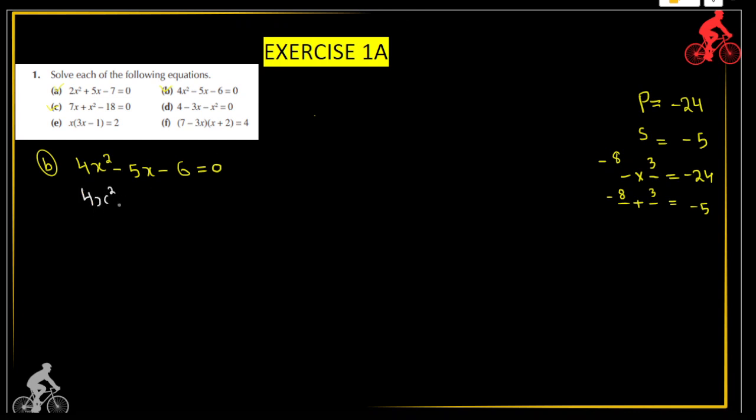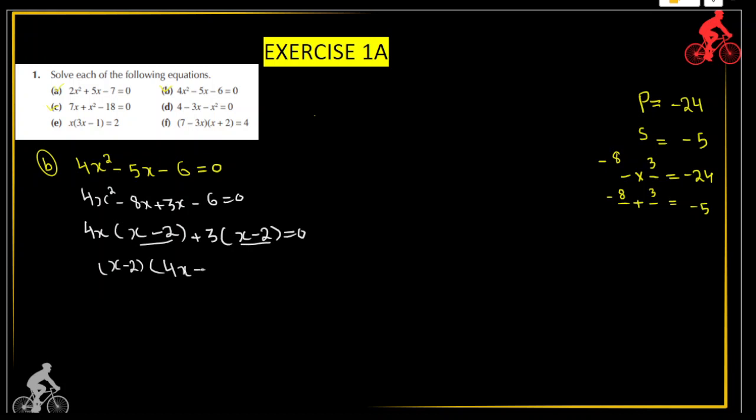4x square minus 8x plus 3x minus 6 is equal to 0. So what HCF may we have? The 4x, yeah. So x minus 2 and plus 3, again we have the common x minus 2 is equal to 0. So x minus 2, again we have the common, yeah. So 4x plus 3 is equal to 0.